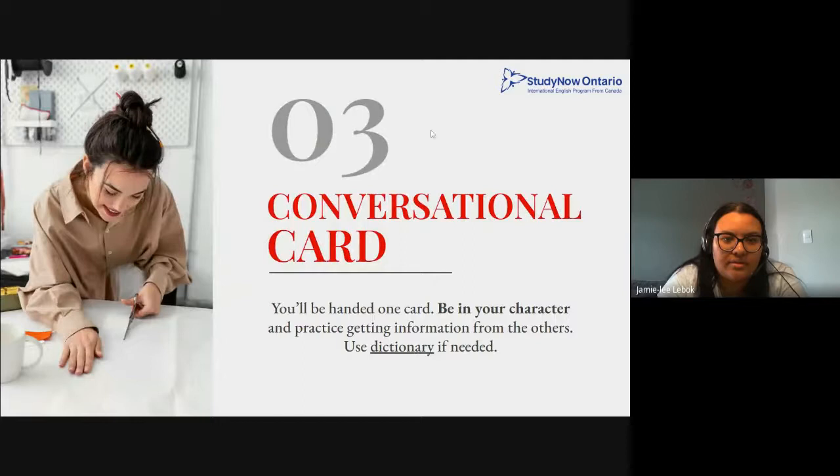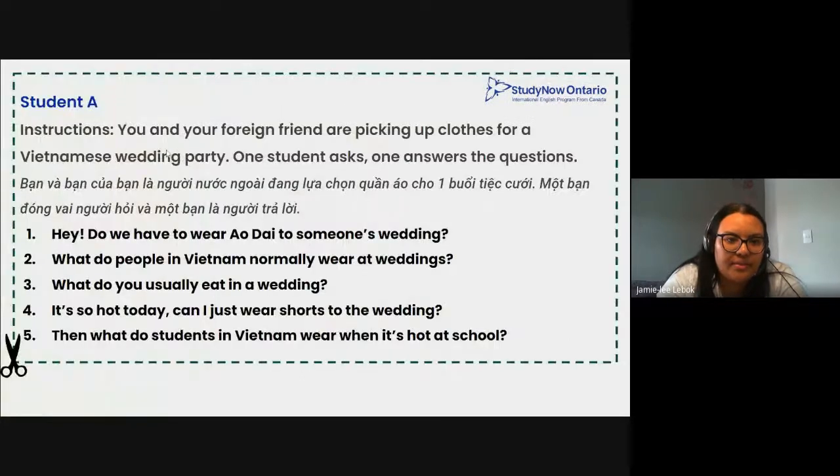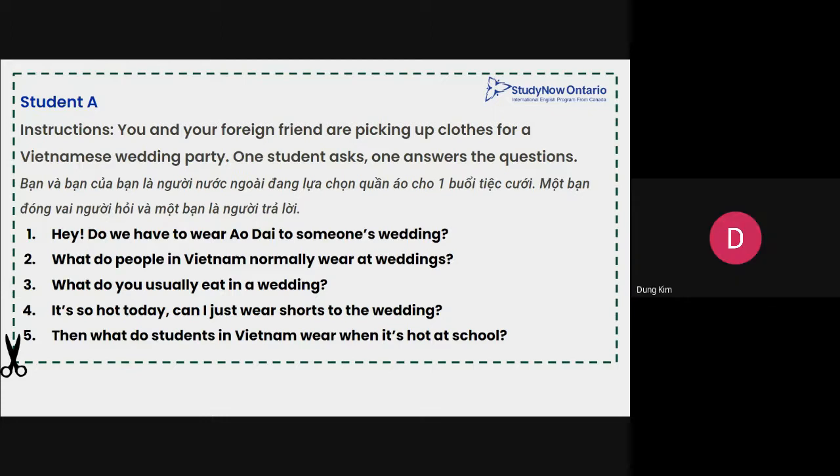Those were some good sentences. Next, we are going to do a conversation card. So we are going to start with you, Beauty. You can choose who you'd like to talk to. You can talk to Luon or you can talk to T. Beauty, you and your foreign friend are picking out clothes for a Vietnamese wedding party. You are going to ask each other questions and answer questions. Beauty, you will be asking the questions. Who would you like to speak to? I would like to speak to Luon. Okay.